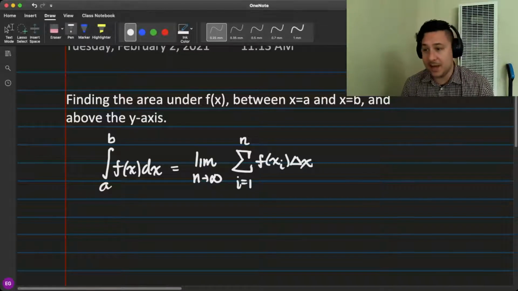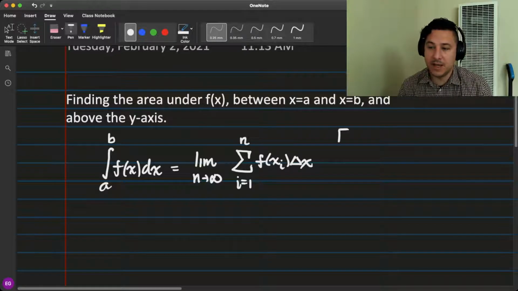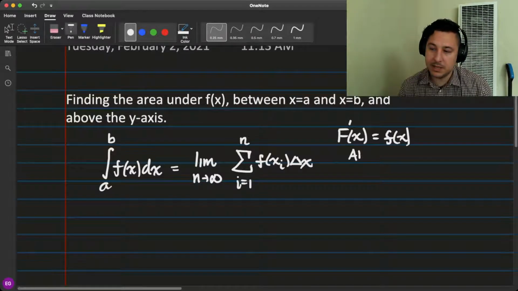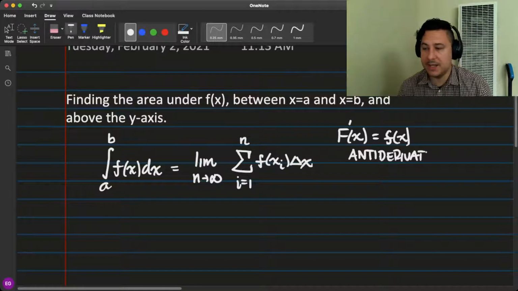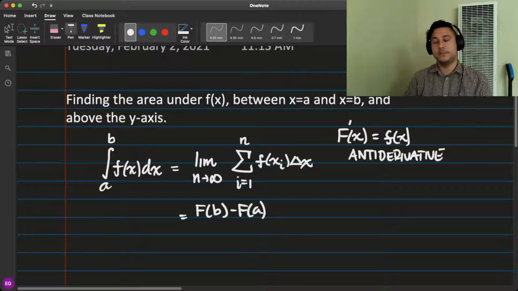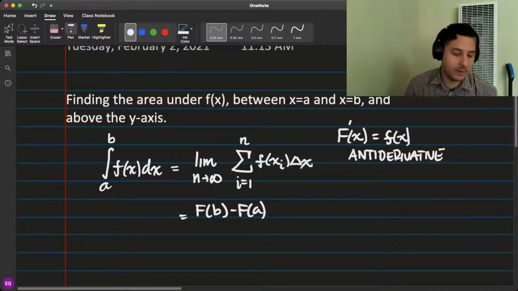Okay, so then we figured out that if you have the antiderivative, which is big F, and you know that big F is the antiderivative of little f, if you take the derivative of big F and you get little f back, that's the antiderivative. We found out that instead of having to do this horrible limit sigma calculation, you could just do F of b minus F of a. Okay, so that's where we are right now.